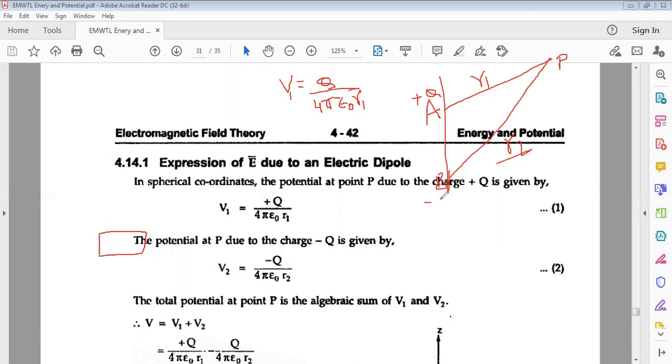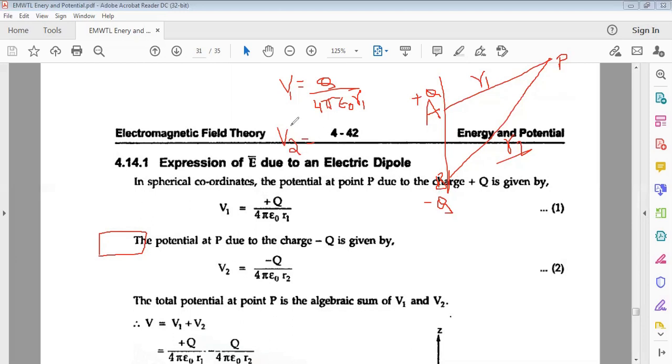And at point B, the charge is minus. So V1 is equal to Q by 4 pi epsilon naught R1, that is a plus charge, where R1 is the distance from A to P. Similarly, if I am taking V2, the potential is Q by 4 pi epsilon naught only.